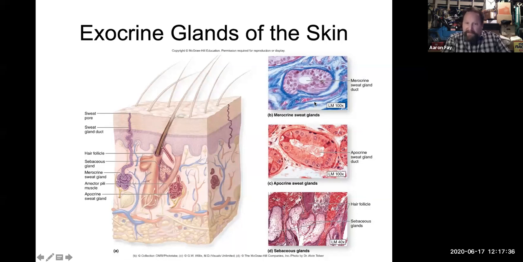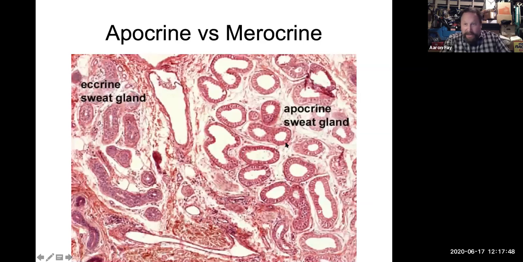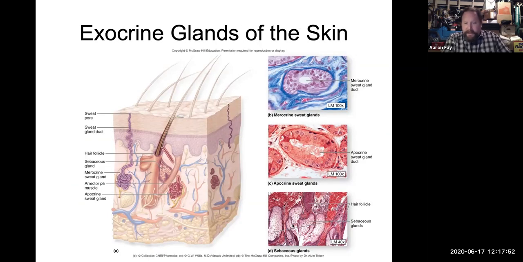Over here, we have 3 examples of histological slides. Eccrine sweat gland: notice this is a fairly small lumen. Apocrine sweat gland has a larger lumen. This isn't a great picture, which is why I included this in the notes, so you can really see the difference. Down here, this is a sebaceous gland associated with hair follicles.